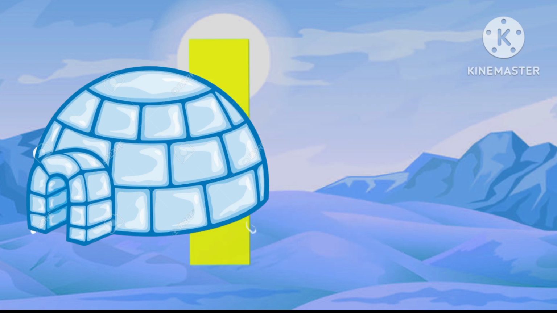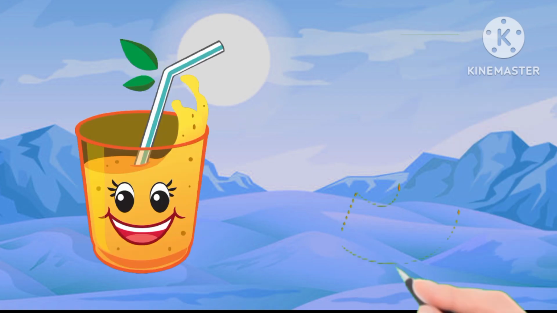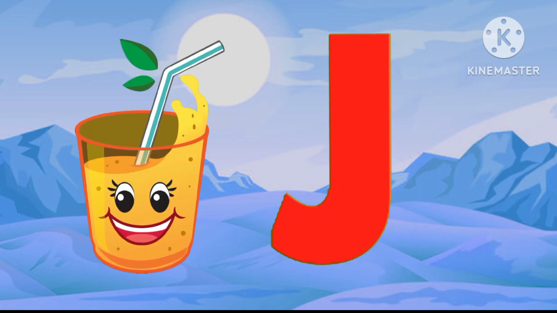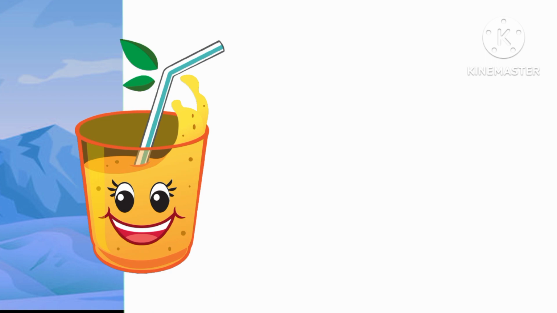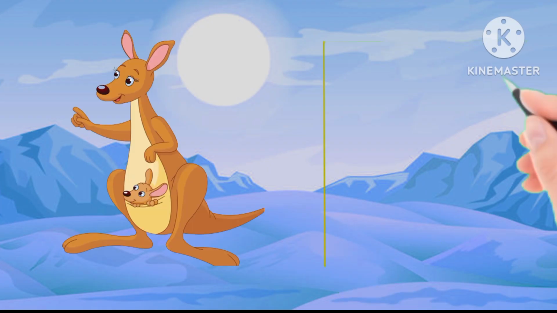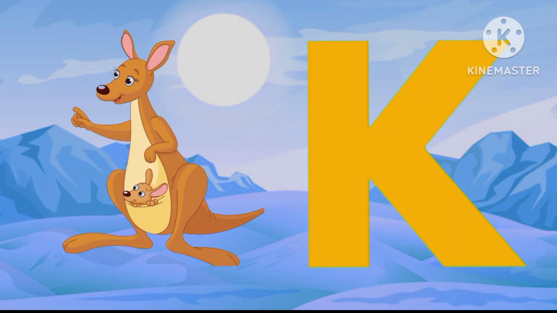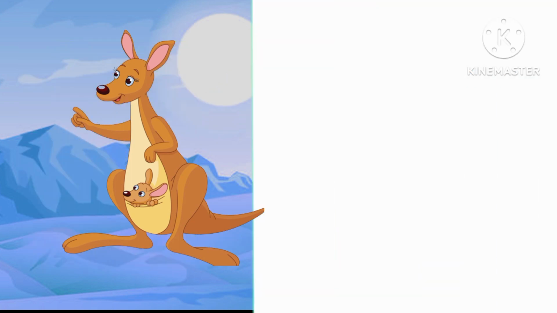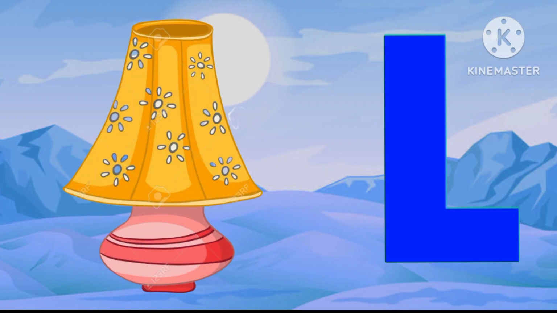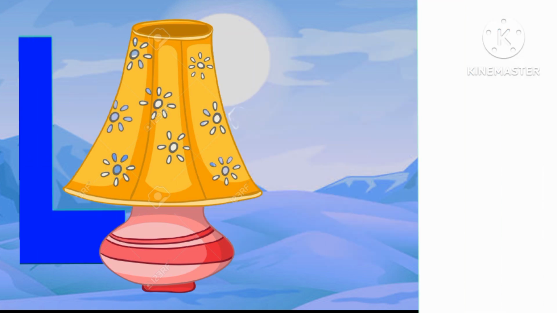I for igloo. J for juice. K for kangaroo. L for lamb.